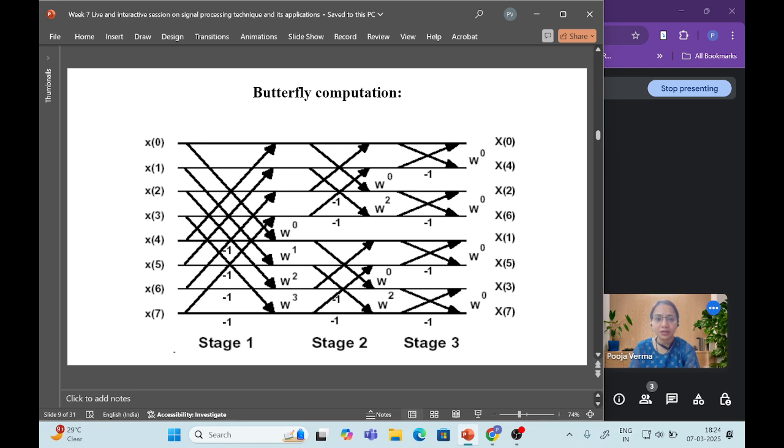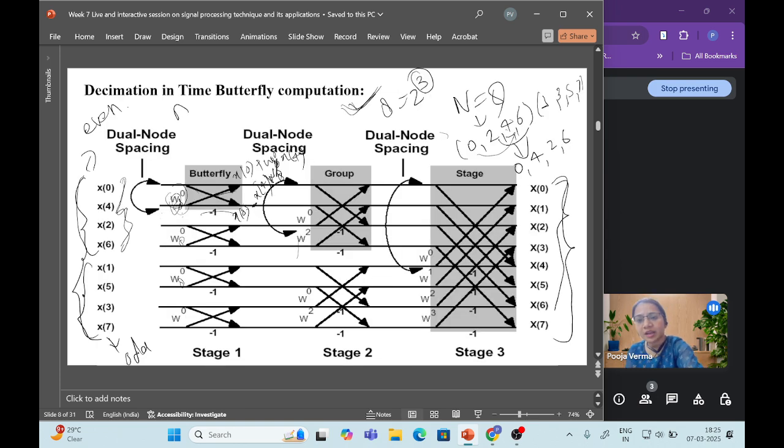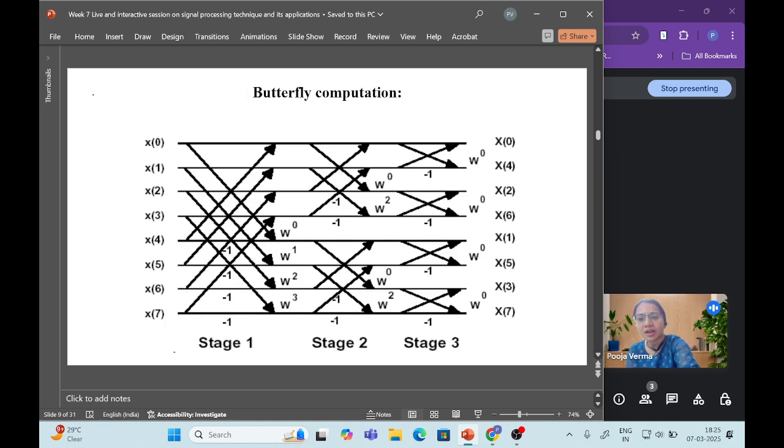Now the next one. That was decimation in time, DIT FFT, and this is decimation in frequency, DIF. In DIF it is opposite to DIT. Here the input sequence is given in the same order, not reverse order, and the process is opposite to DIT.